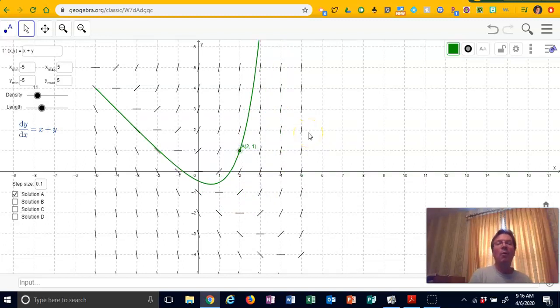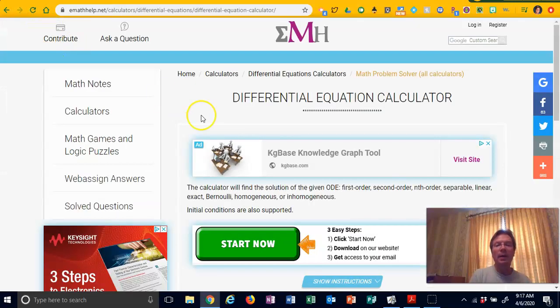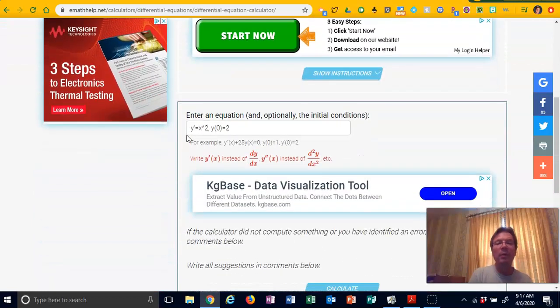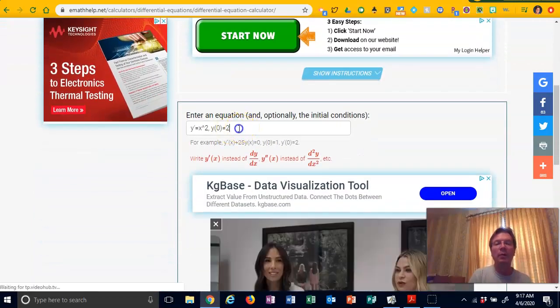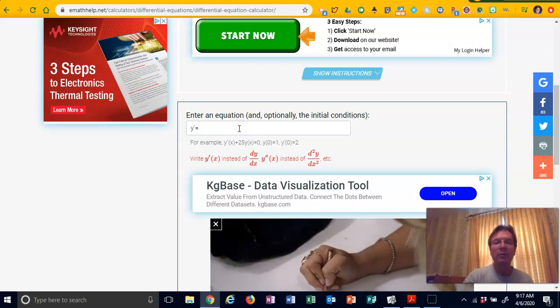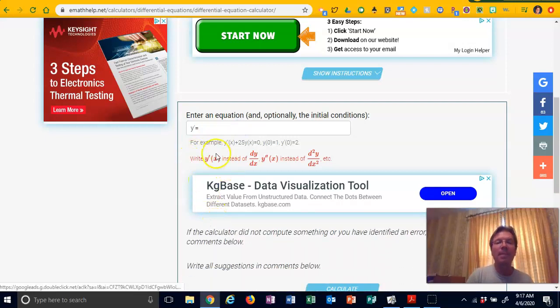All right, now, what if we wanted to take this and verify in another way that this is what you would get? I'm going to go to the differential equations calculator. So I shared this with you last week. Let me go into that. And I'm going to put the problem in right here. Okay? So let me erase all this stuff. And there's our y prime equals x plus y.